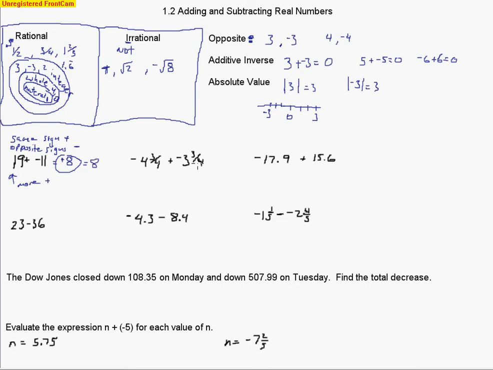Here we have the same sign. So this means that we're going further in the negative direction. We're adding negative 3/4 to a negative 4 and 3/4. And so we're going to go ahead and add these two numbers.